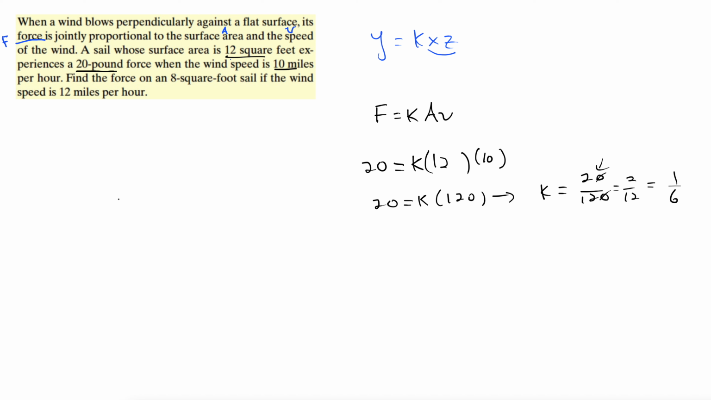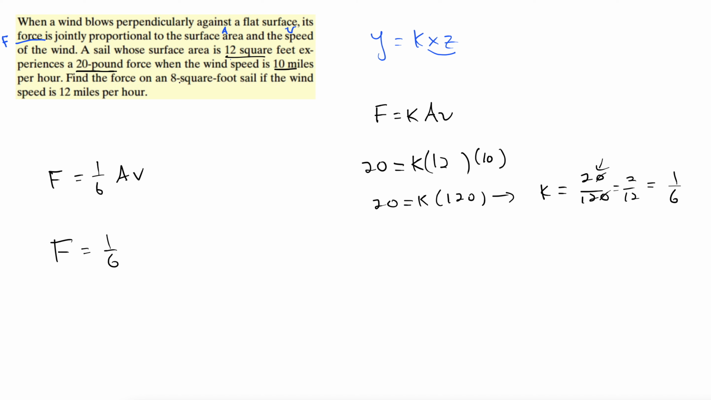All right, now we have a new equation. We solve for our K, so we have force equals 1/6 times A times V. Force, area times velocity. Okay, and now they're going to ask us to predict or to find a new force. So here we go with the second part of the problem.